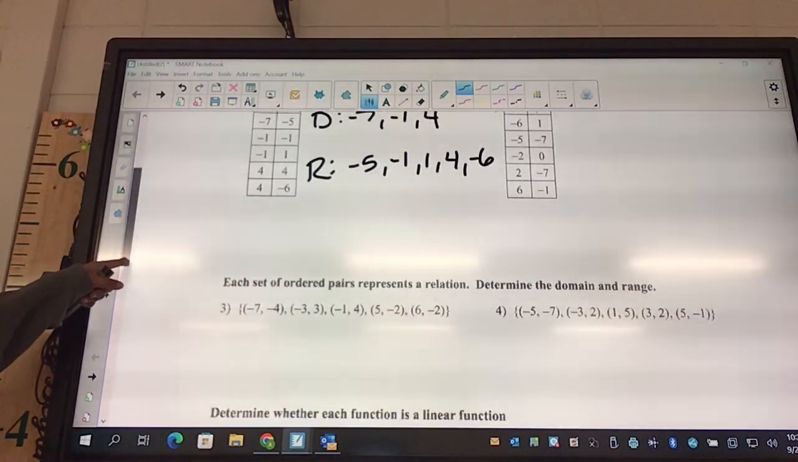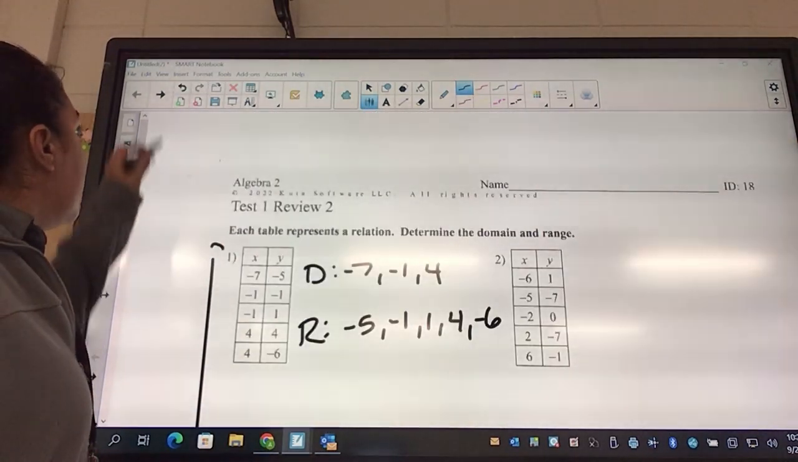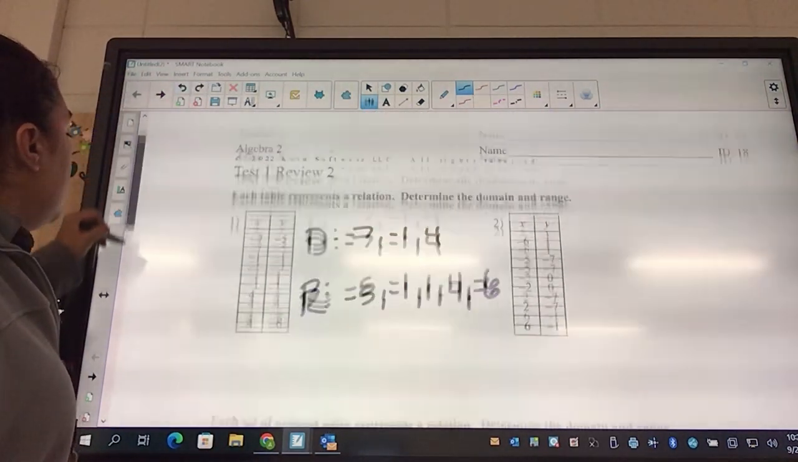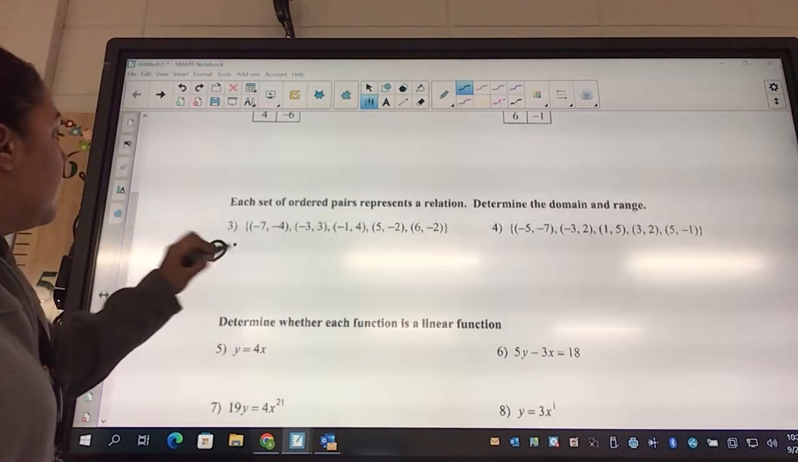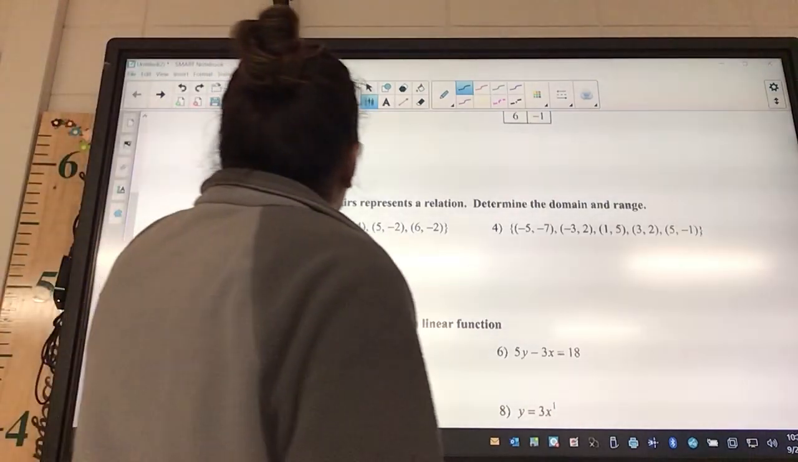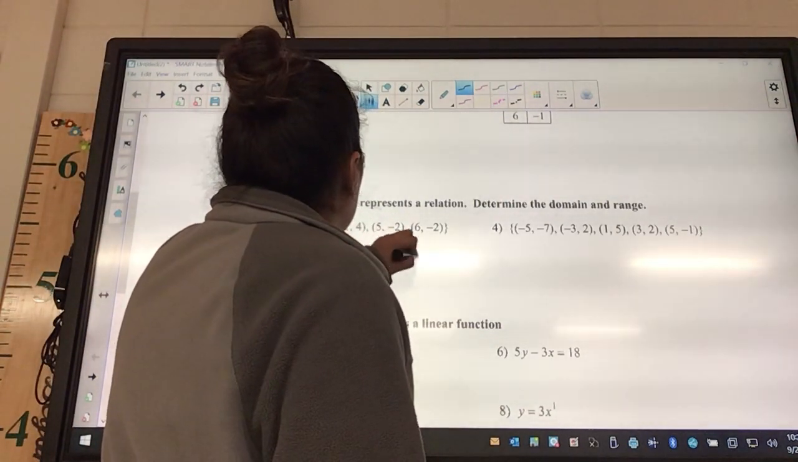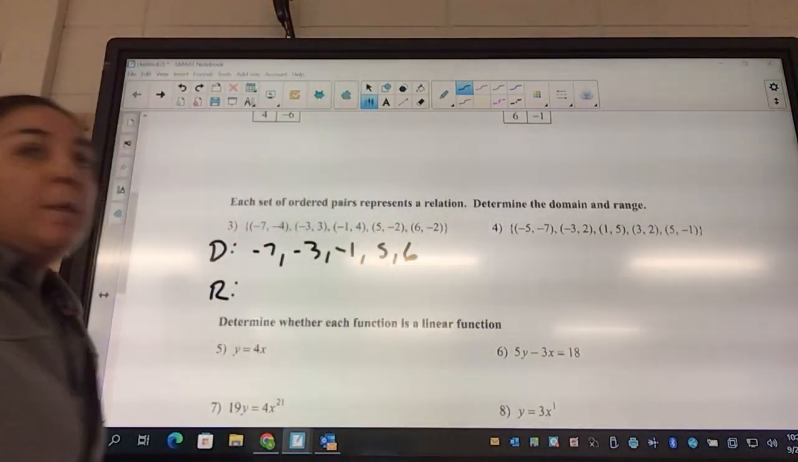Look at the next one. It says do the domain and range. Same thing. Okay, so we got our domain. What is the domain on this one? -7, -3. Good. 1, 5, 6. Good job. What about the range?